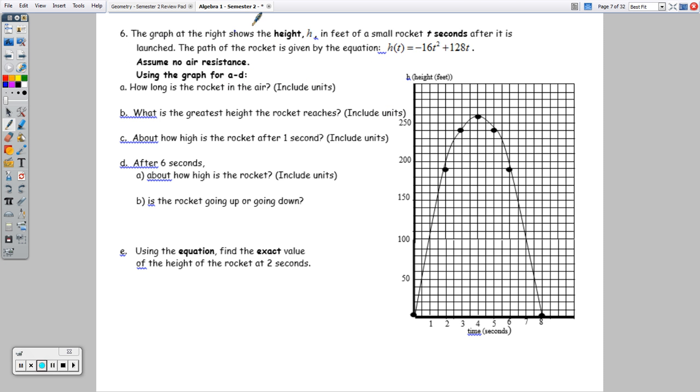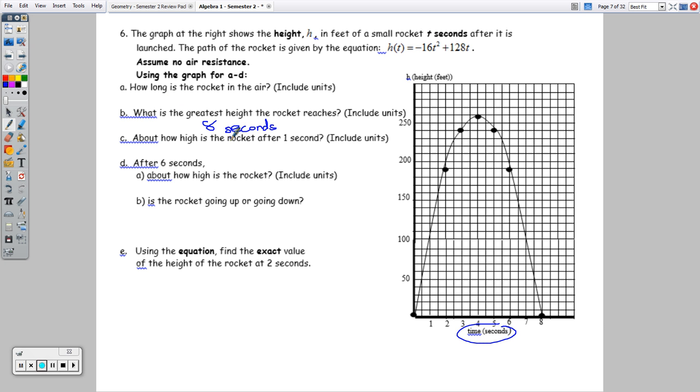Number 6, so the graph at the right shows the height h in feet of a small rocket t seconds after it is launched. The path of the rocket is given by this equation, and we're going to assume no air resistance. Use the graph to figure out a through d. So how long is the rocket in the air? If we look at the graph, this is the time in seconds that the rocket is in the air. It looks like it starts at 0, goes up, reaches its maximum at 4 seconds, and then comes back down, hits the ground at 8 seconds. So how long? 8 seconds.